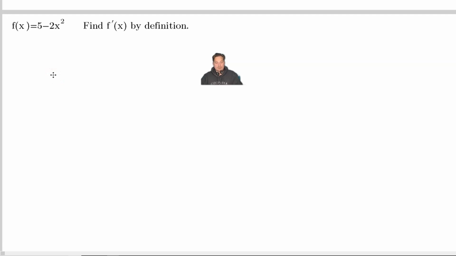And this one, let's take a look at finding, by definition, the derivative of f of x equals 5 minus 2x squared. So let's go through the process. Let's just remind ourselves what it is that we have to find. So our objective is to basically evaluate the following limit.